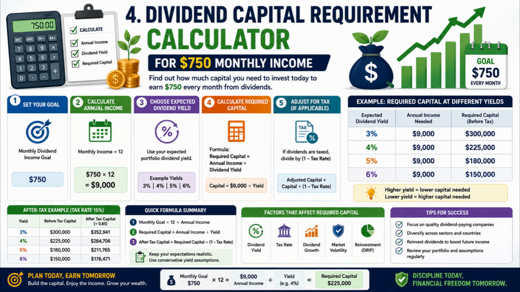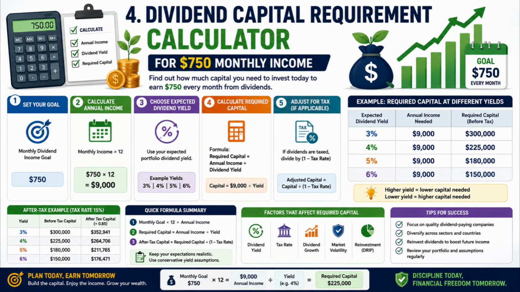Then, calculate the required capital by dividing the annual dividend income goal by the expected dividend yield. The formula is required capital equals annual income divided by dividend yield. For example, at a 3% dividend yield, divide $9,000 by 0.03. This results in required investment capital of $300,000. Similarly, at a 4% dividend yield, divide $9,000 by 0.04. This means approximately $225,000 would be required to generate $750 per month before tax.